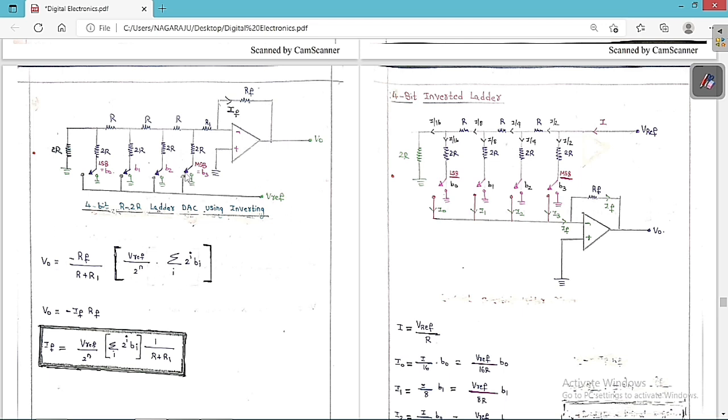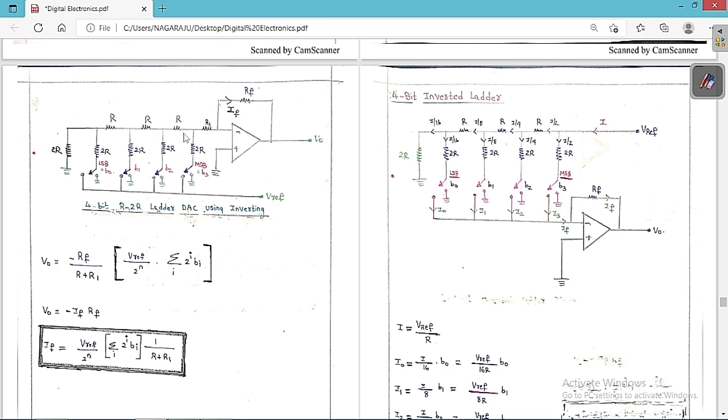So what is the voltage Vx? We have just seen the Vx voltage. It is very simple: Vx is V reference by 2 to the power of n, into the decimal equivalent of the binary input. And for the 2R, the nearby switch is always the LSB and the farthest is always the MSB.